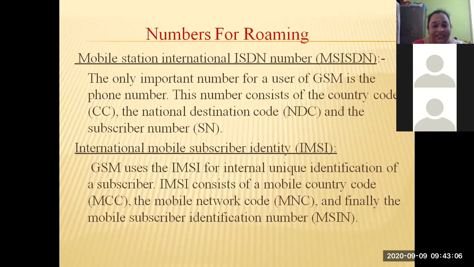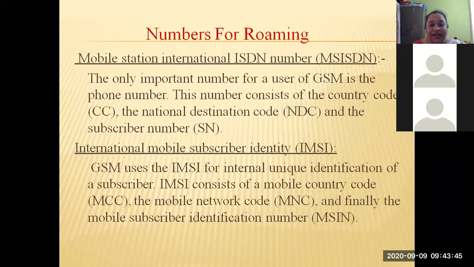Right? So the MS-ISDN is the mobile station international ISDN number, which is the phone number given to you, and that phone number itself consists of the country code, the national destination code, and the subscriber number. All these three numbers comprise your mobile number, having the country code, the national destination code, and the subscriber number, which is the MS-ISDN, right? This will be one of the identifications.